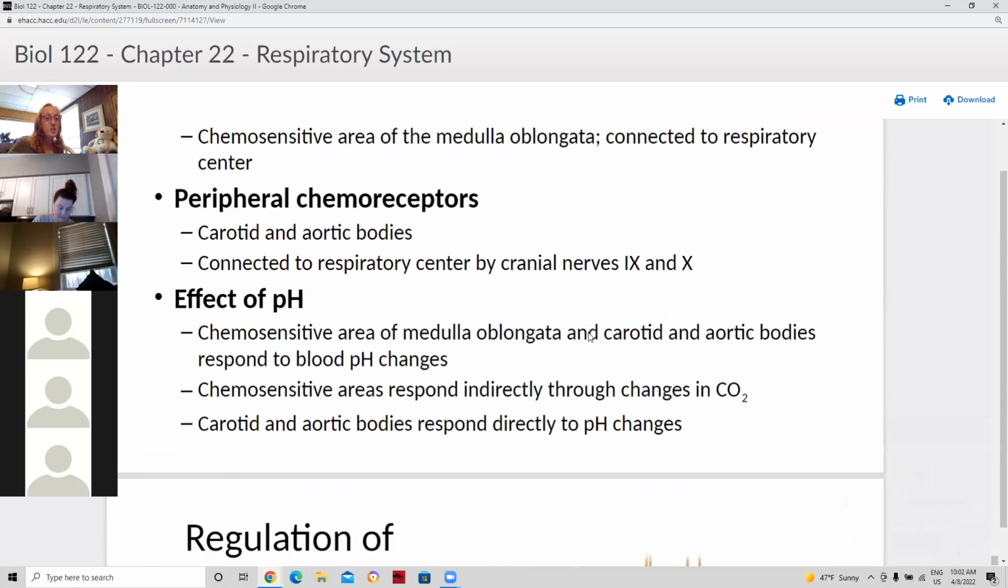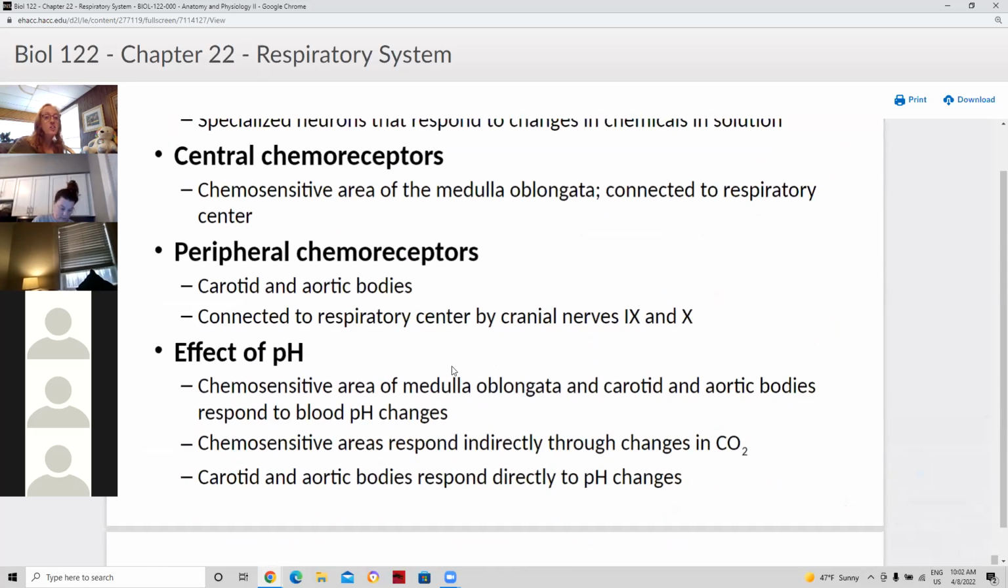Effect of pH. Chemosensitive areas of the medulla oblongata and the carotid and aortic bodies are going to respond to blood pH changes. So these areas right here are going to respond to pH changes. And these areas respond indirectly to changes in the carbon dioxide level because of the change in pH.